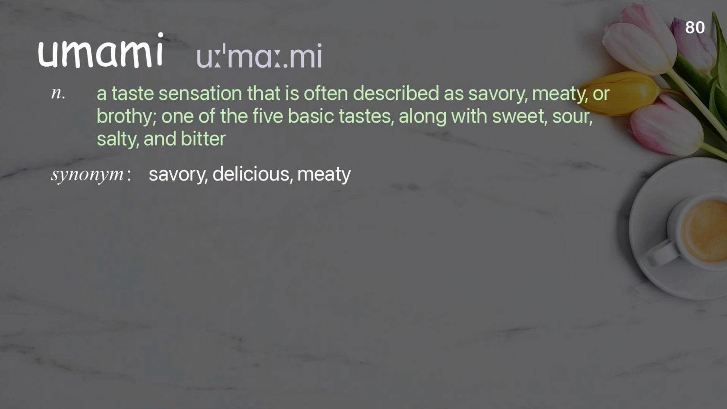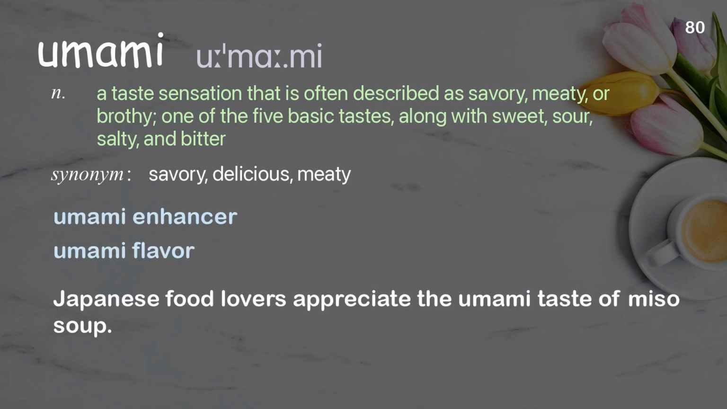Umami. A taste sensation that is often described as savory, meaty, or brothy, one of the 5 basic tastes, along with sweet, sour, salty, and bitter. Examples: Umami enhancer, umami flavor. Japanese food lovers appreciate the umami taste of miso soup.